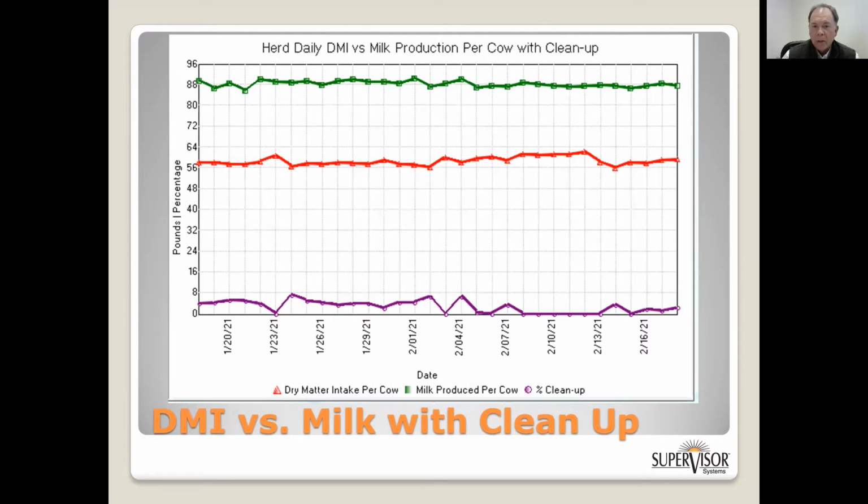If you're not monitoring dry matter intakes on a daily basis, you're really overlooking a huge management tool. And you're also overlooking opportunities to say, hey, here's my cleanup. Why do we have empty bunks this many days in a row?